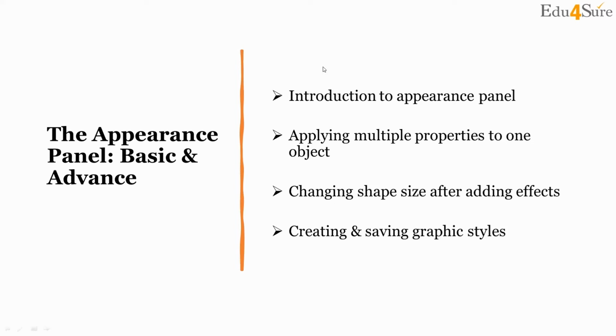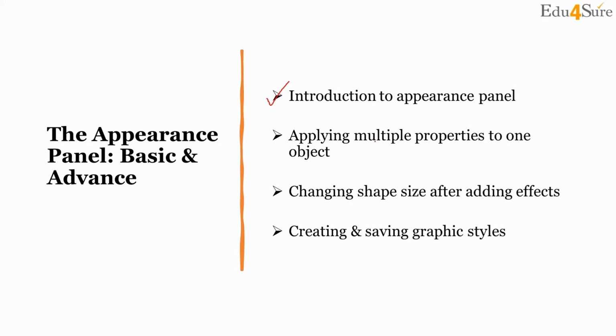Before that, let us see all the points that we're going to cover in today's tutorial. The first thing would be the introduction to the appearance panel. By default, you may not be able to see the appearance panel in your Illustrator program, so all you have to do is go to Window and search for the appearance panel. We'll see that once we go to the software, and I'll give you a basic introduction of where the appearance panel is and what features it holds.